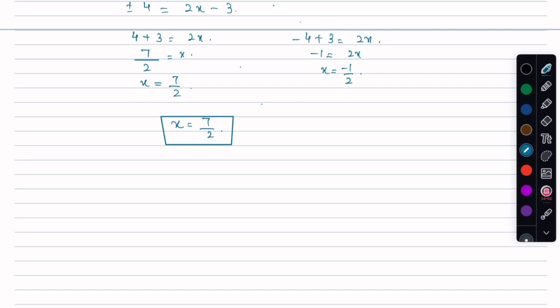So you have to choose between the two regarding what the question has asked us for the domain. The question has given us the domain which is x greater than 3. Therefore, you just need to say that out of the two values, 7 by 2 and negative 1 by 2, your x should be equal to 7 by 2 here.